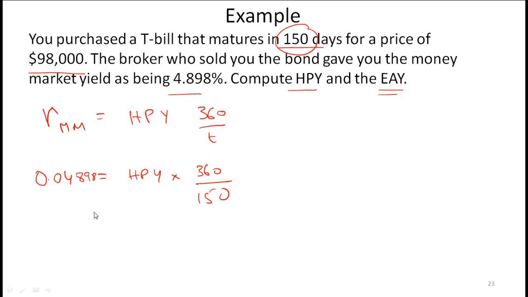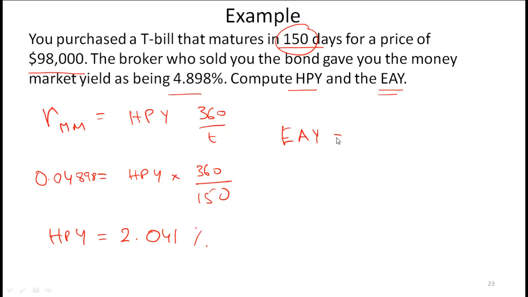So from this you can calculate holding period yield. So holding period yield is equal to 2.041%. So that's your holding period yield.